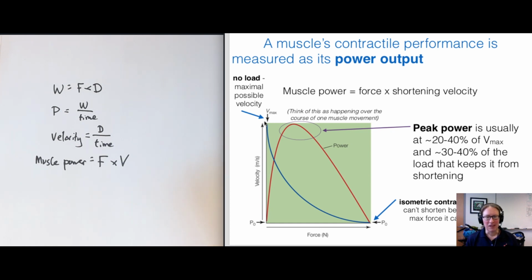Okay. Again, because muscle power is a product of force and shortening velocity, if we map out muscle power as the product of those two elements, you wind up getting this red curve that's illustrated here. And the main point that this highlights is that a muscle's peak power is usually going to take place at about 20 to 40% of that muscle's maximal velocity, right? So right here, 20 to 40% of that. And it will be at about 30 to 40% of the maximal load, the load that keeps it from shortening. So that's sort of setting our standard for muscle peak power.